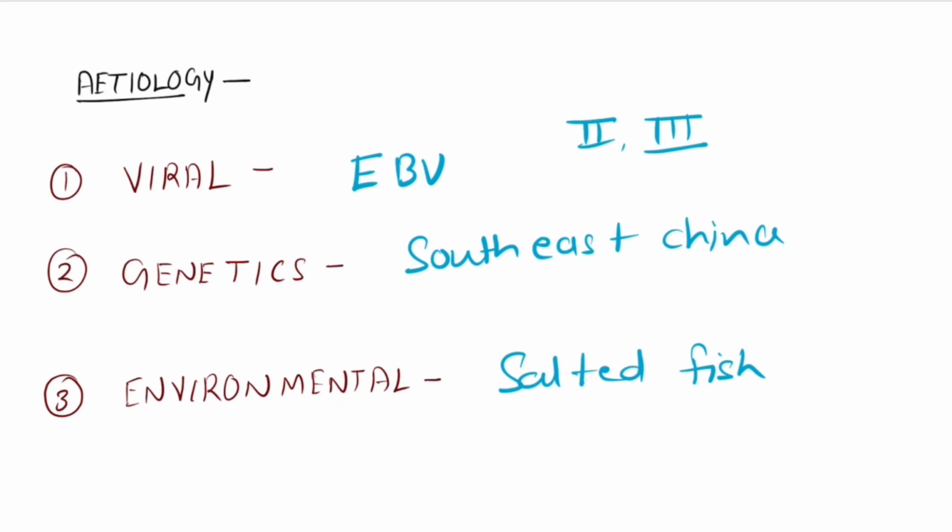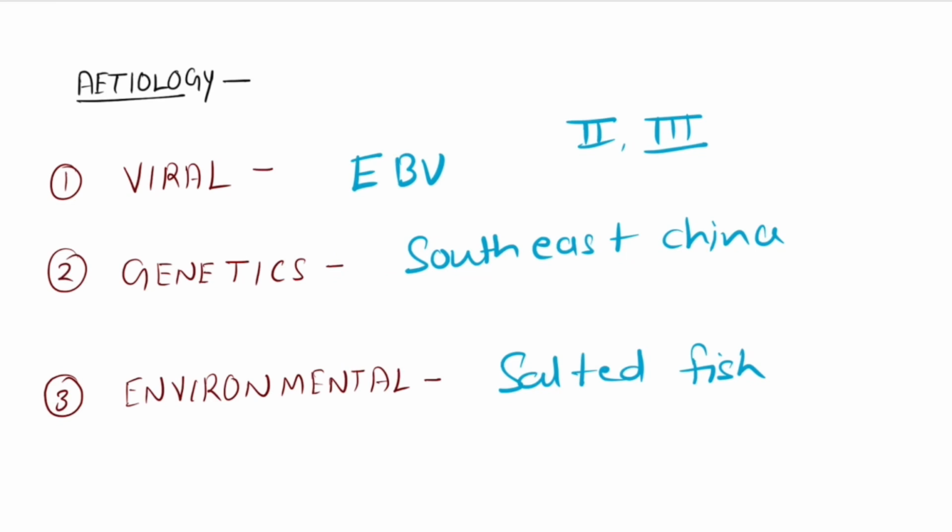In genetics, you have to remember Southeast China. Why Southeast China? Because there is a genetic predisposition for these people. If they migrated to any other country, let's say North America or Western Europe, they will maintain this predisposition in their life. However, the disease incidence decreases with each new generation. Only the new generation can decrease it slowly.